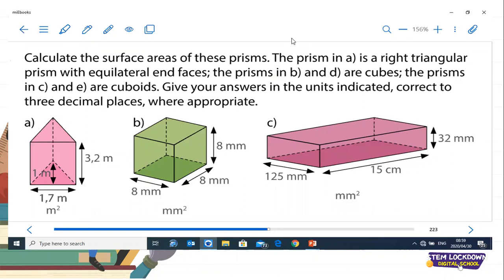Yes, you are right, Kanye. It stands for the surface area, yes. Huapele, thank you very much.